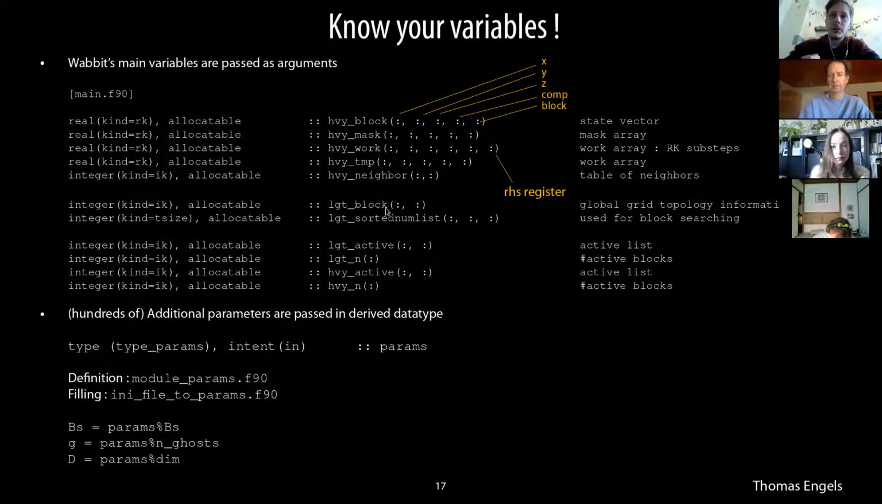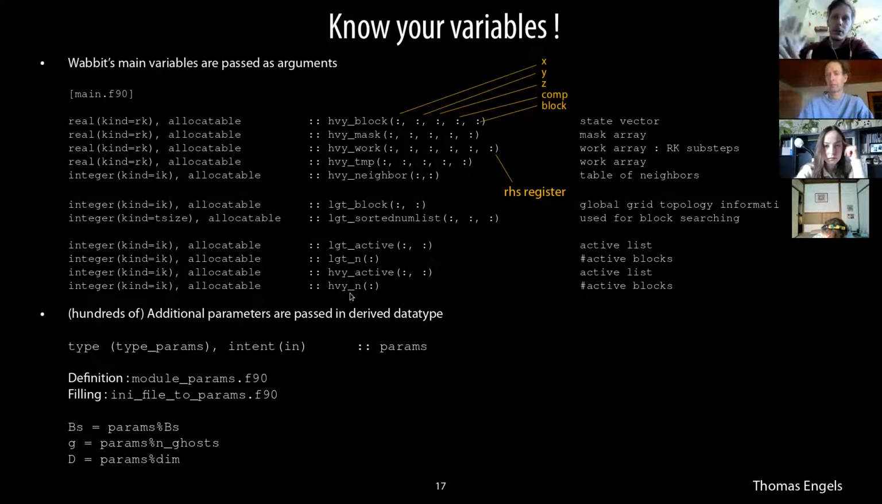And all of that is stored in this LGT block that we're going to explore a little bit further. This one here, LGT sorted numeric list, is very similar to the LGT block array, but different. It's used for block searching. I will explain later why we need both, and ideally at some point in the future we will get rid of one. And these guys over here are called the active lists.